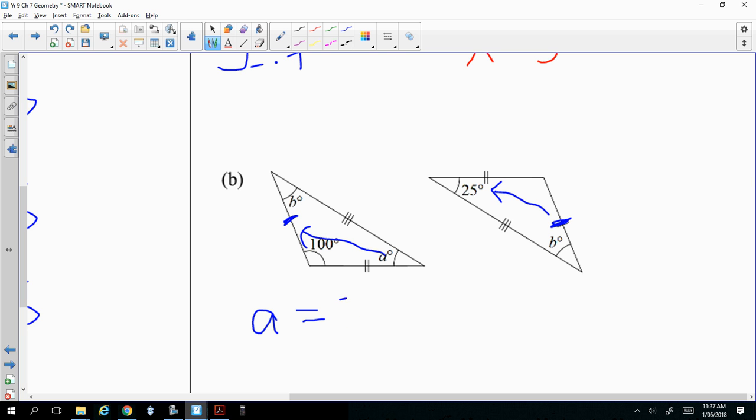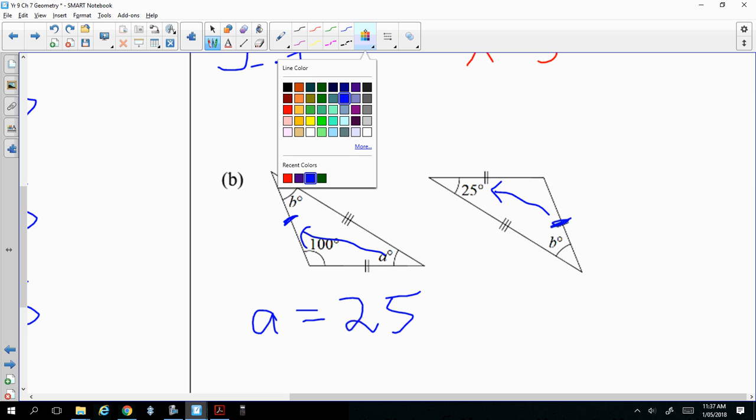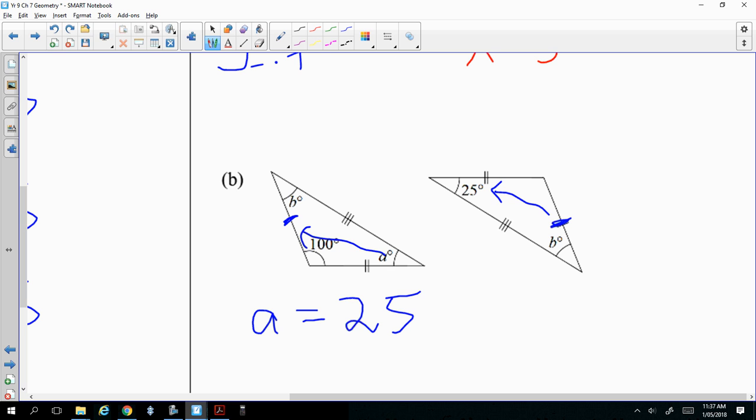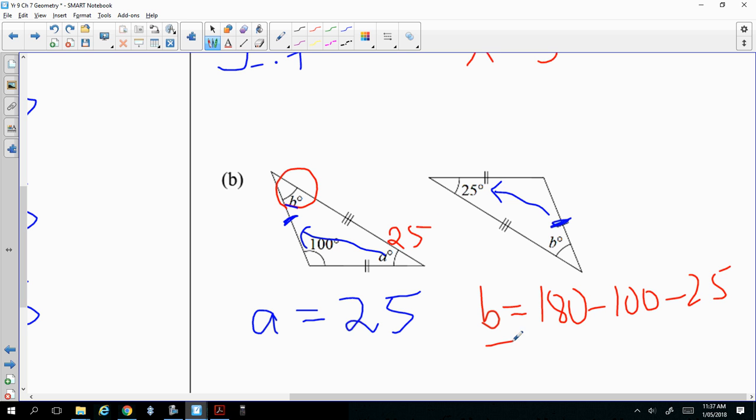No, you don't need angle sum. And what's the other bit? Oh, you do need angle sum? Okay, let me see. Oh, yes, you have to work out B. So let's work out B. B equals, what's the angle sum? 180 minus 100 minus 25. What did you get, Josh? 55. So we say B is 55. Angle sum of a triangle.